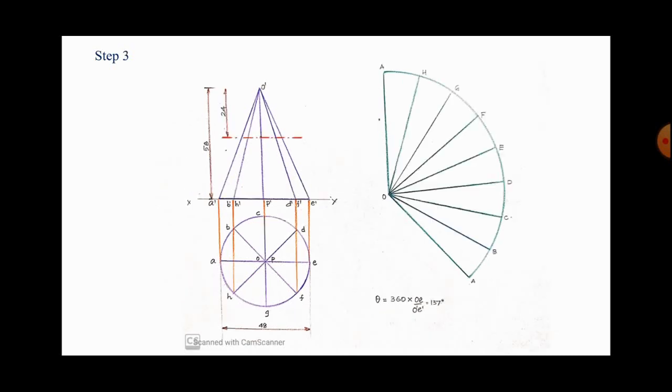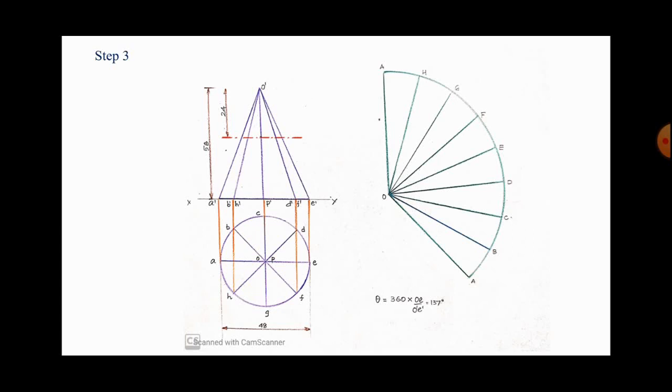Now in the next step, you have to divide the developed cone into 8 equal parts. Since you divide the circle into 8 equal parts, here also you have to divide into 8. So divide into 8 equal parts as shown in the figure and name it as A, B, C, D, E, F, G, H, A. Now you have to pass the cutting plane.